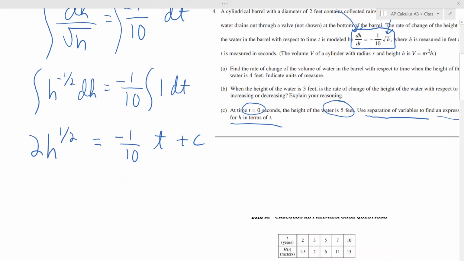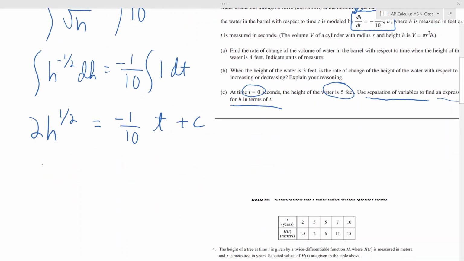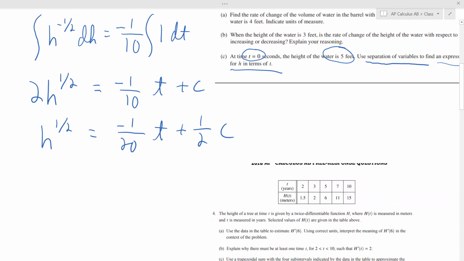And we want to know what h is, so I'm going to go ahead and divide by 2 to get h to the 1/2 by itself. That makes this become negative 1/20 t plus 1/2 c. And then I'm going to square both sides. So h is negative 1/20 t plus 1/2 c, squared.